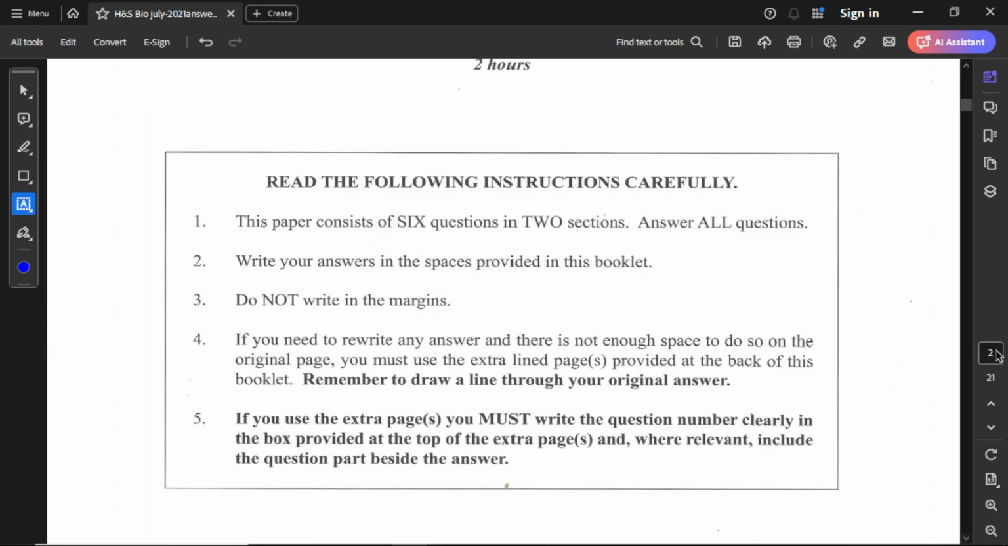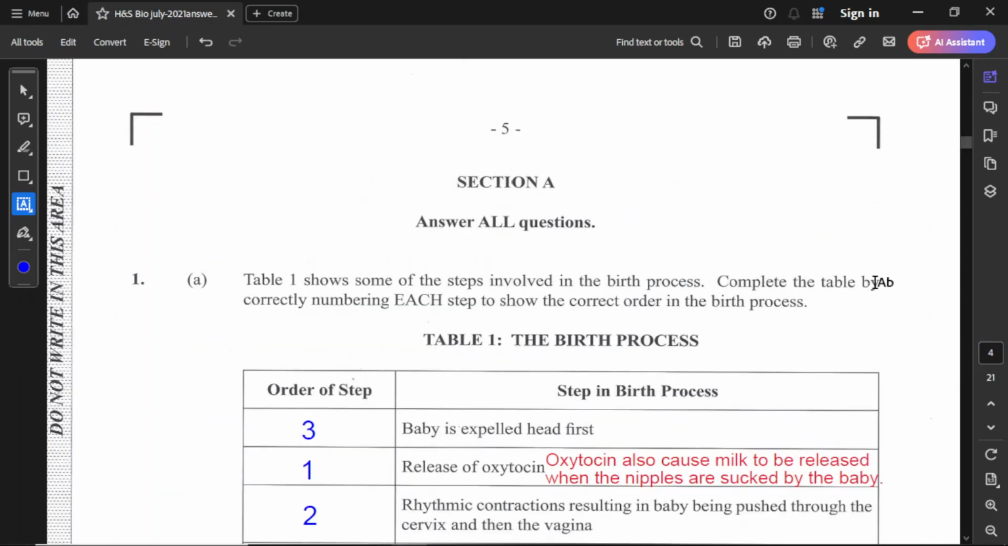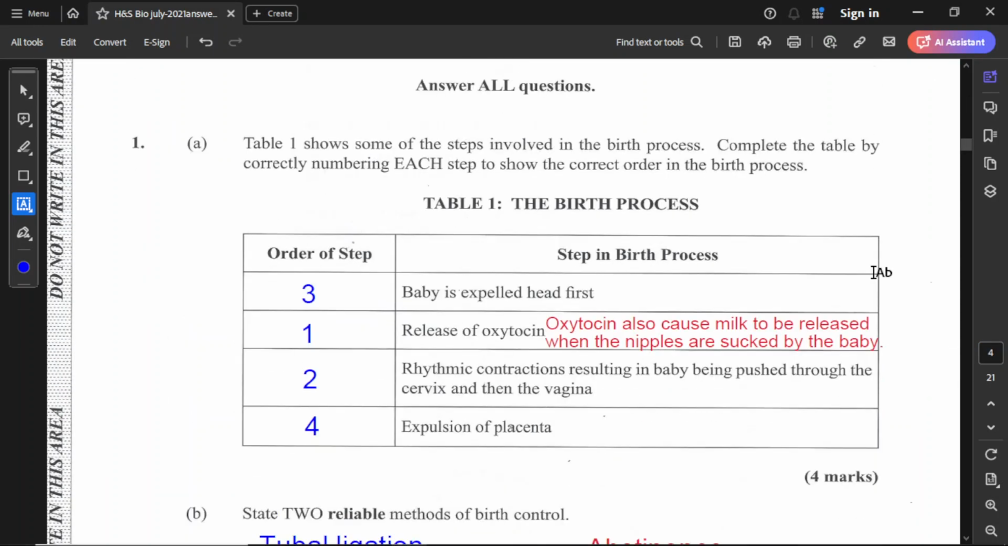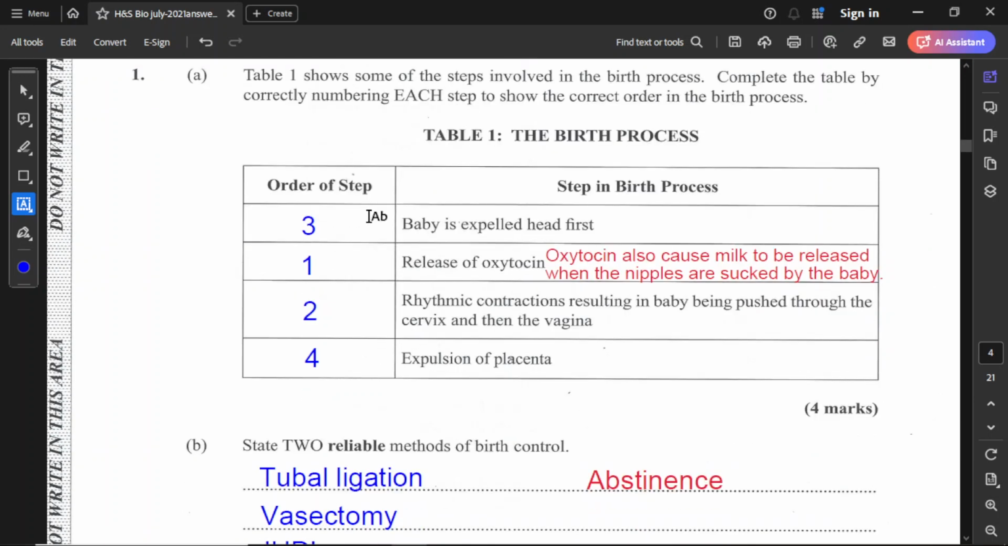All right, let's jump into our first question. This is Section A, question number 1. It reads, Table 1 shows some of the steps involved in the birth process. Complete the table by correctly numbering each step to show the correct order in the birth process. And so here we have the number of steps right here.